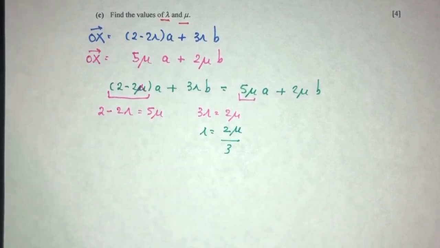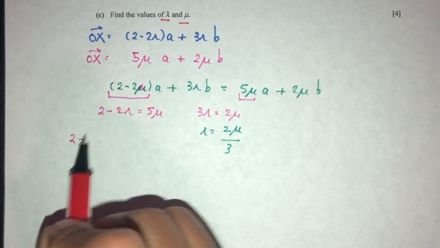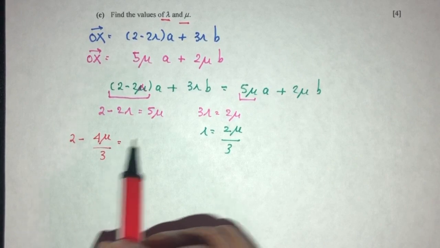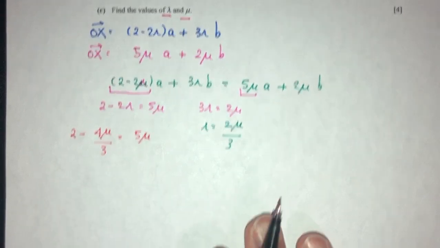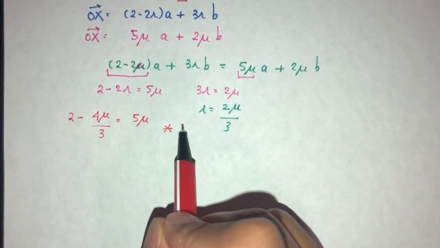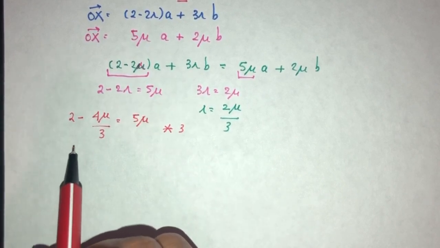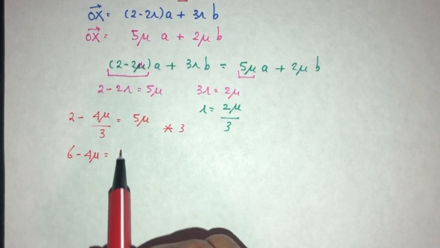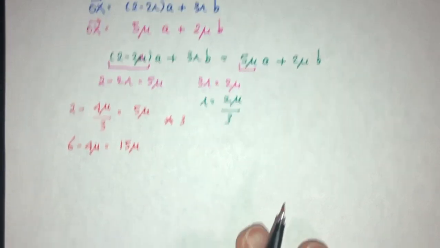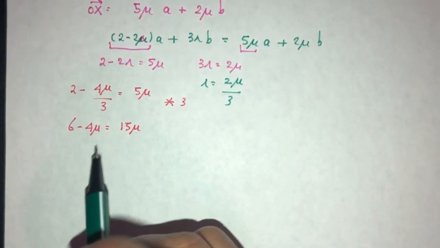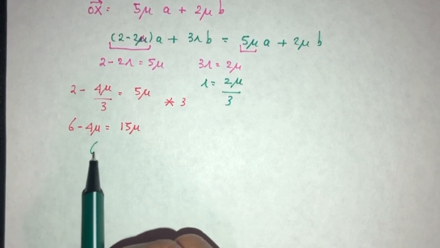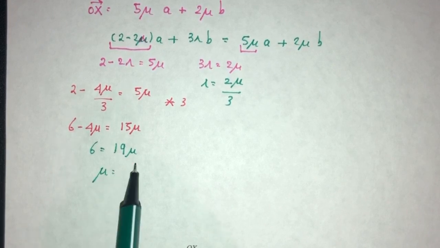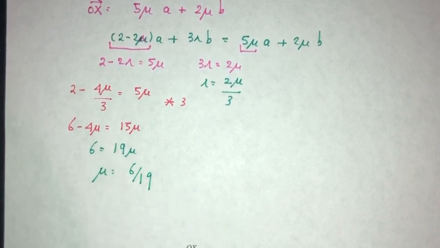Now replace this back in here, you will have what? 2 minus 2 times this will become 4 mu over 3 is equal to 5 mu. Now times everything by 3, that will become the value of 6 minus 4 mu is equal to the value of 15 mu. Now simplify, that will become the value of 6 is equal to 19 mu. So mu is the value of 6 over 19.